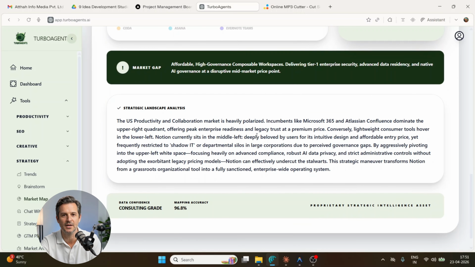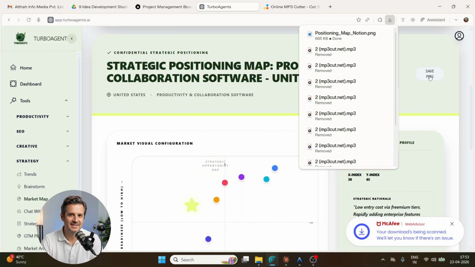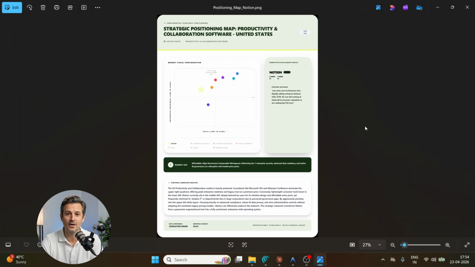Below the chart, the market gap section puts that insight into plain language. And beneath that, the strategic landscape analysis, a full paragraph covering the competitive dynamics, the positioning gaps, and the strategic implications of the entire map. It's a briefing document in one paragraph, written entirely by TurboAgents. When you're ready to share it, hit Save PNG in the report header. The entire output, chart, legend, market gap, landscape analysis, footer, is captured at retina quality as a single image file, named automatically after your target brand. It's presentation ready the moment it lands in your downloads.